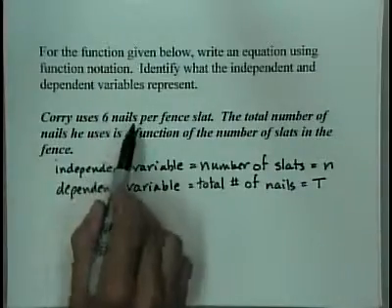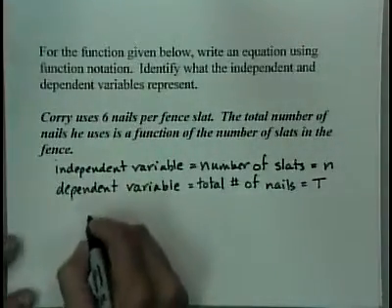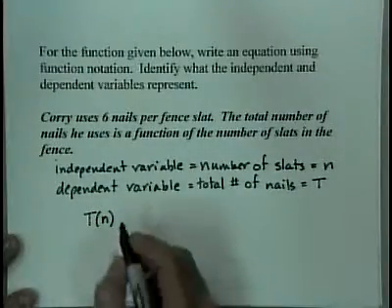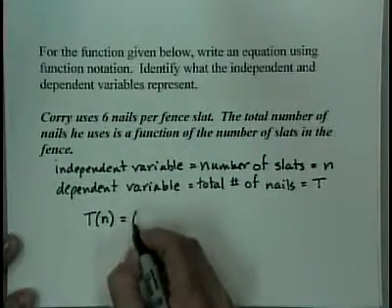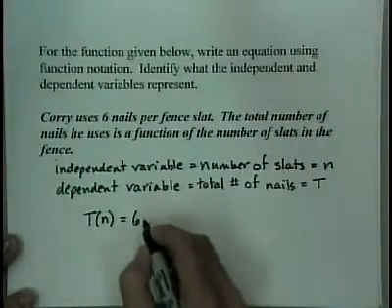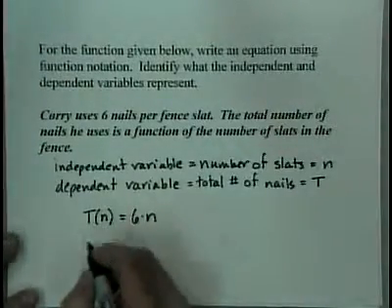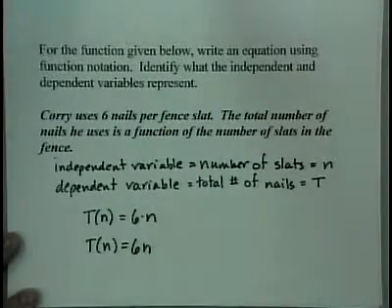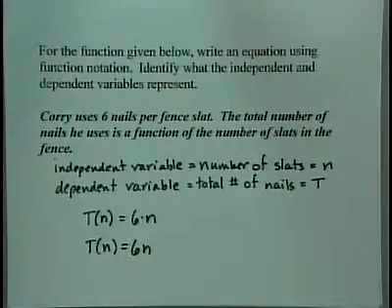And now we want to work into our function the bit of information that he uses 6 nails per slat, and write a function. So the total number of nails, T, is a function of the number of slats, and is equal to 6 nails per slat times the number of slats. And I can simplify that just a little and write T of n equals 6n. And this is one particular function notation that might describe this function.